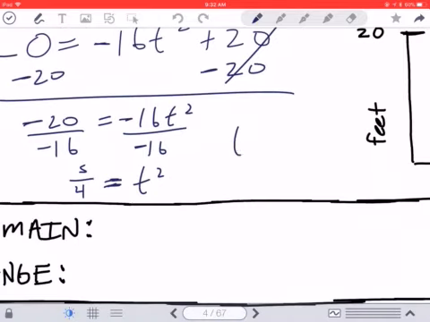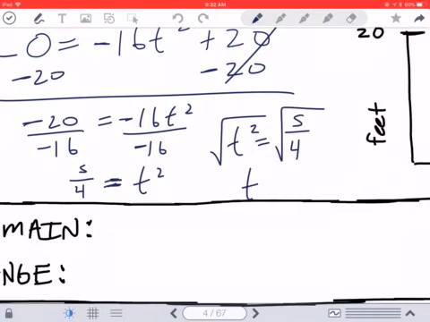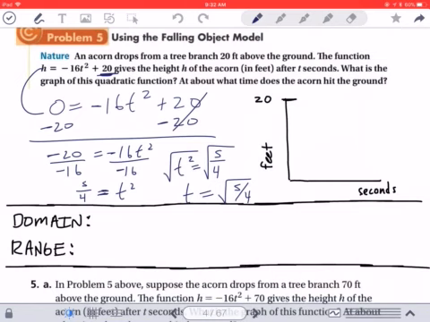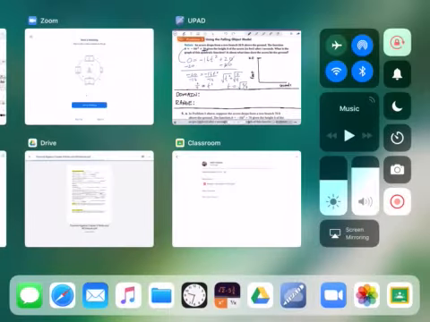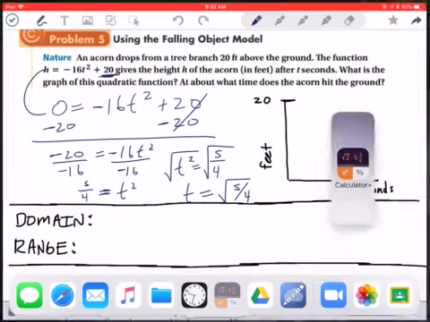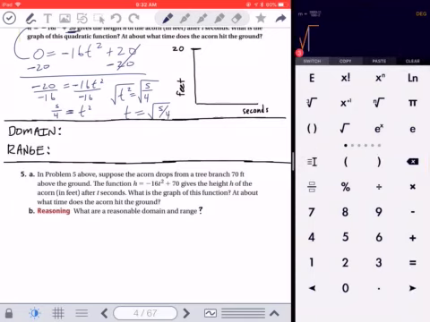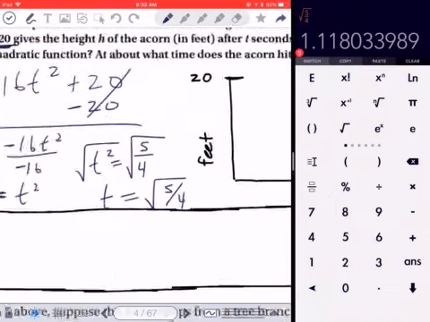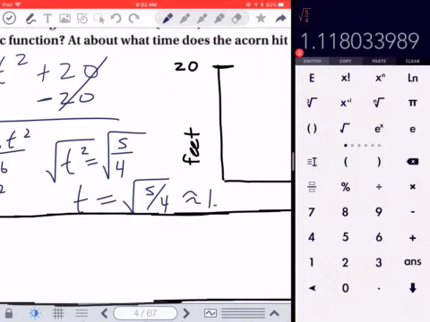Then t squared equals 5 over 4, and I want to take the square root of this. So t equals the square root of 5 over 4. If we type that into our calculator, pull up calculator here, hit the fraction button there, 5 over 4 is going to be very close to 1.1 second, basically. So this is going to be 1.1 second. We can do a little squiggly line here, 1.1.